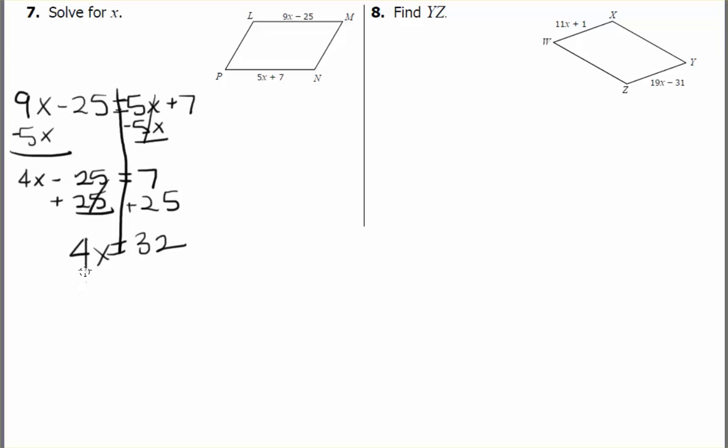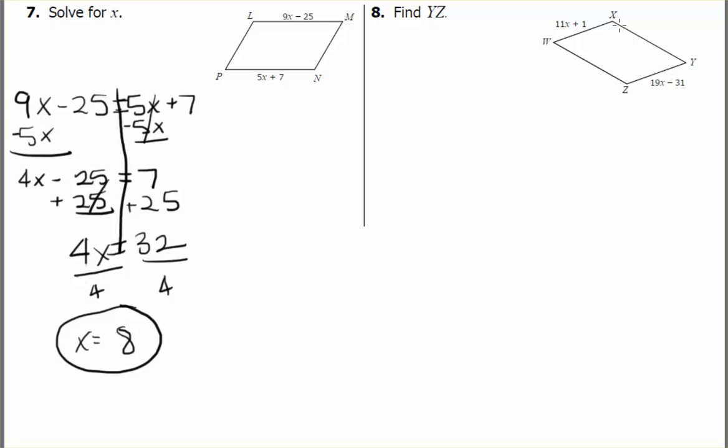And then you just want to make sure that you divide by 4, since you're multiplying 4 by x right here. Divide by 4. So then we get that x equals 8. You always want to make sure you answer the question it asked. It said to solve for x, so we're good. We got x equals 8. So for this one, we used the property that opposite sides are congruent.